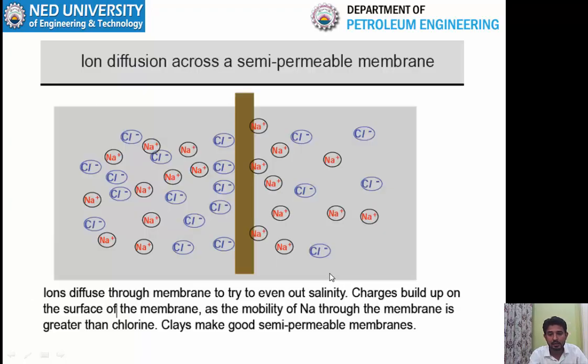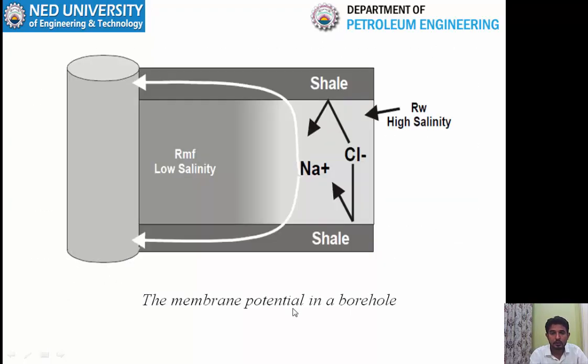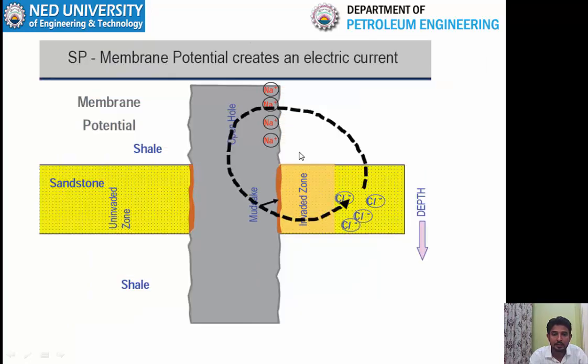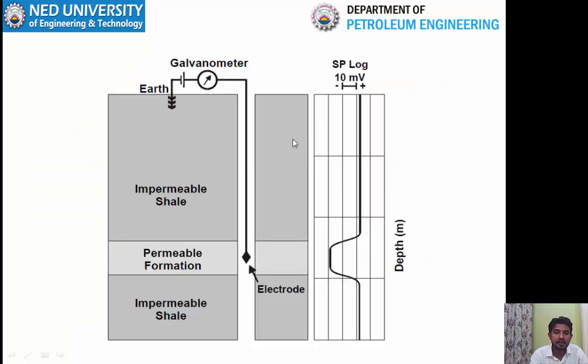So basically this is also written over here that clay basically is a semi-permeable membrane which allows sodium ions to pass through it, and basically results in a current that generates at the junction of sand and shale, and basically this current is measured and this current is reported in terms of millivolt.